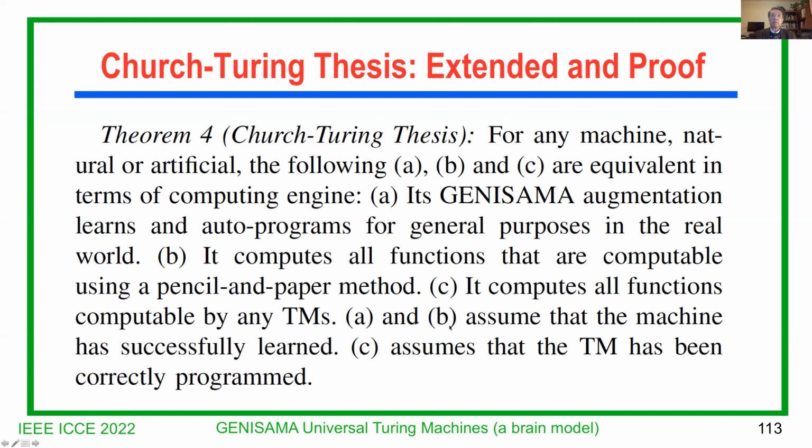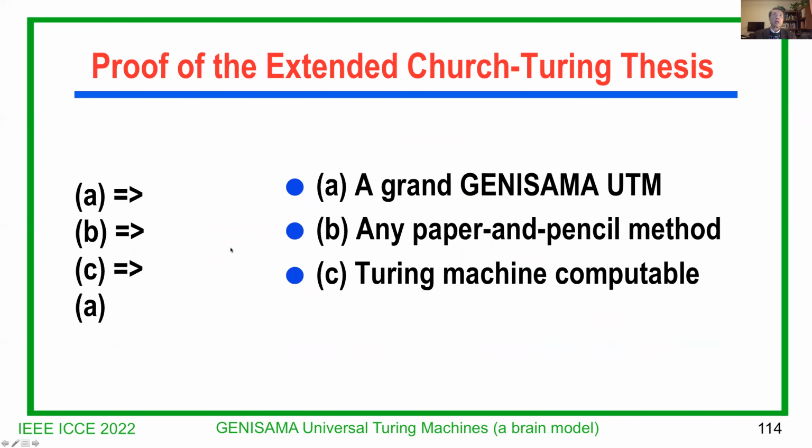A and B assume that the machine has successfully learned. C assumes that the Turing machine has been correctly programmed. And the proof is that we start from A, then go to B, and to C, then back to A. A, B, C are defined before. A is a grand GENISAMA Turing machine. B is any paper and pencil method. C is Turing machine computable.